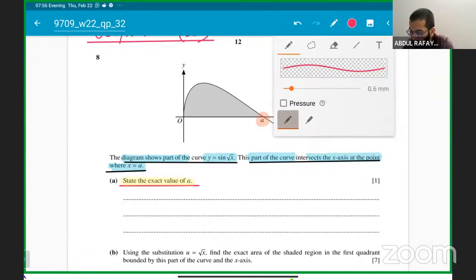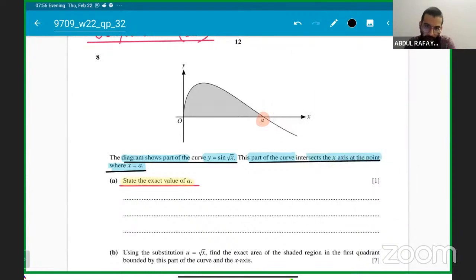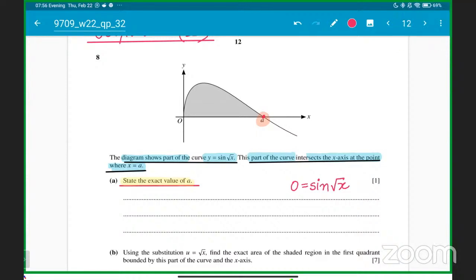But because we are learning here, I'm going to explain how I get the a value. What is the common thing happening here? It is on the x-axis. So what will happen? y will be 0. Is everyone getting it? sine square root x is equal to 0. Is everyone clear on this?